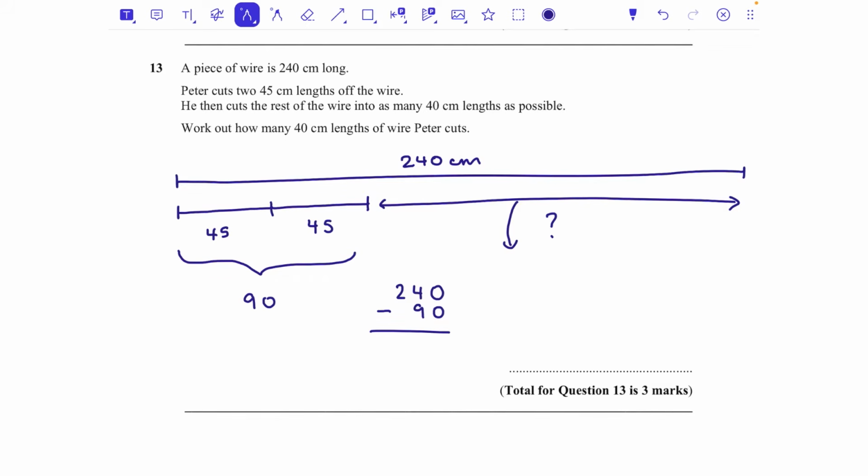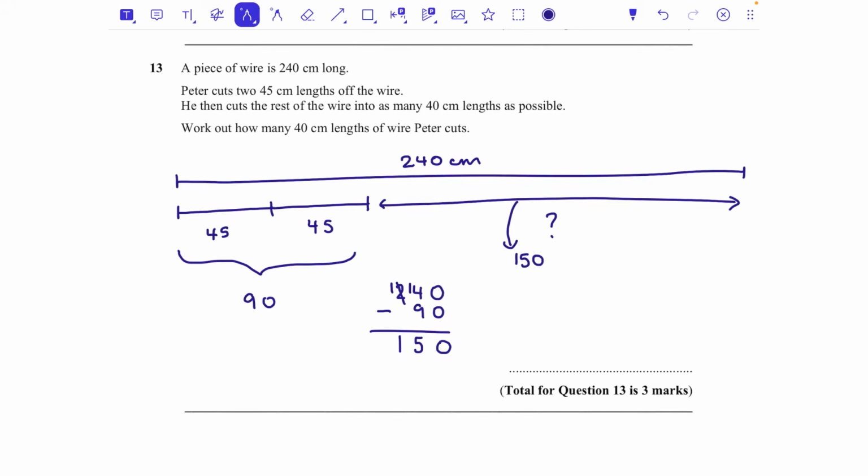So 0 take away 0 is 0. 4 take away 9. Now, don't be tempted to put 5 there. If there's more on the floor, you need to borrow from next door. So if you're subtracting and that bottom number is bigger, you need to go ahead and borrow 1 from the next column over. So I've changed that to a 1 from a 2, and I'm going to borrow 1 and make it 14. Now, 14 take away 9 is 5. And then I've just got the 1 here, so 1 take away 0 is 1. So we've got 150 centimetres left. So that's the length of that bit.